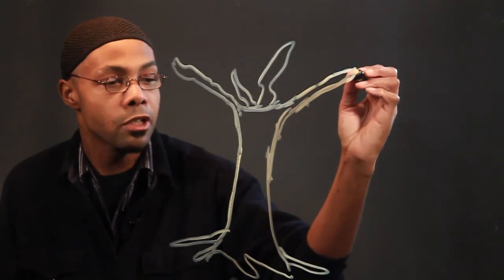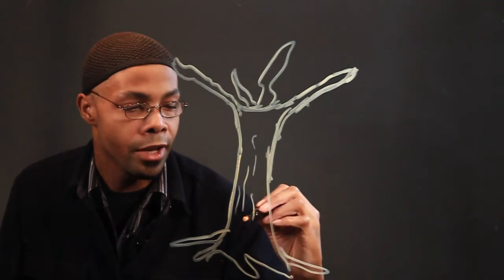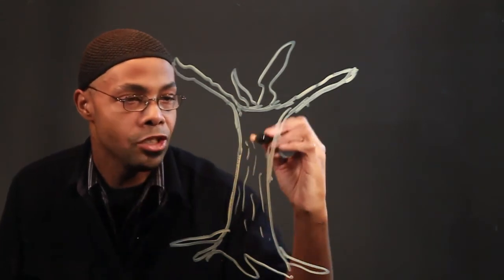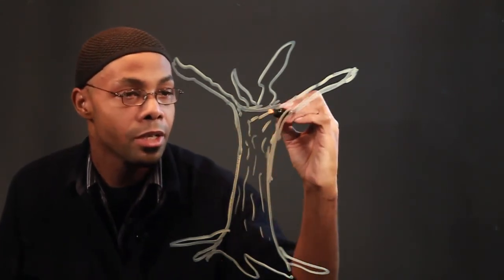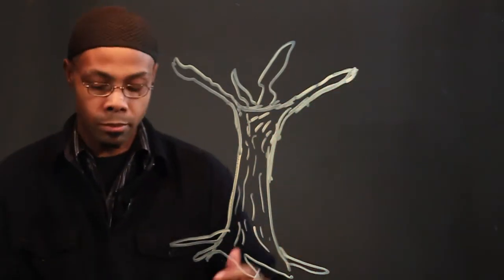Now this is the tree trunk part. So you might want to add character to it by putting some lines in there. You know, make it look aged, as most oak trees are. Okay. Now that's the general illustration of the bottom part of the tree.